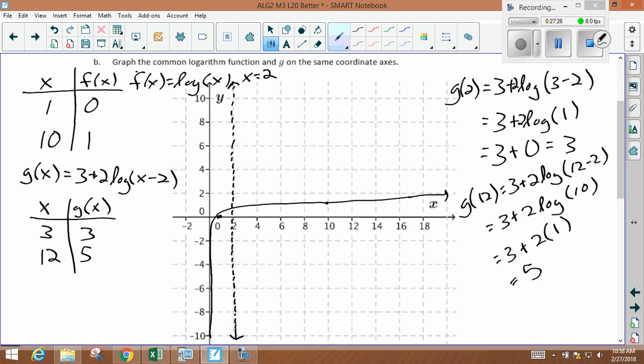That is enough points for me to graph this thing by hand. So let's plot the point 3, 3. And then we'll plot the point 12, 5. We know that x can never be 2 or less than 2. So the graph looks like that. There we did. We graphed it by hand.